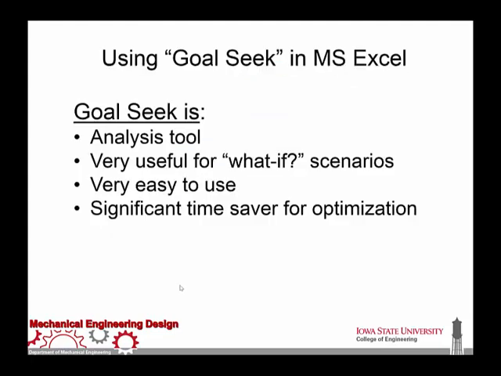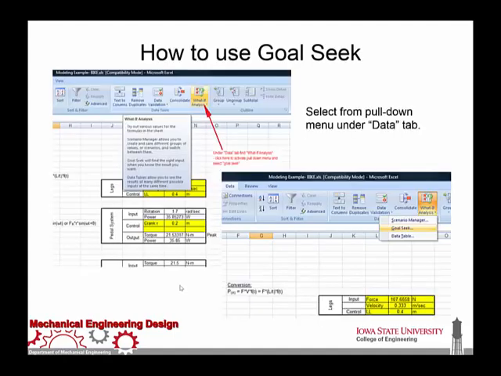Oftentimes, in doing modeling like this, you're going to use a program called GoalSeek. GoalSeek is an analysis tool in Excel that's very useful for what-if scenarios. It's very easy to use, and it's a significant time saver when having to do optimization on your design. How do you use GoalSeek?